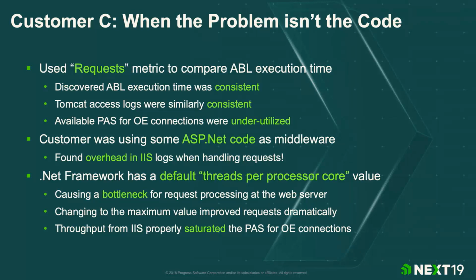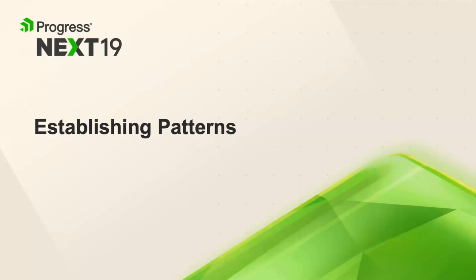So in this case, IIS was the bottleneck. .NET needed a small tweak, and that let us push through more data, and that resolved the throughput issues because now we're consistent. Nothing's queuing up at the IIS side waiting. So we were able to use these metrics to prove that PAS is not the problem. We need to look elsewhere.